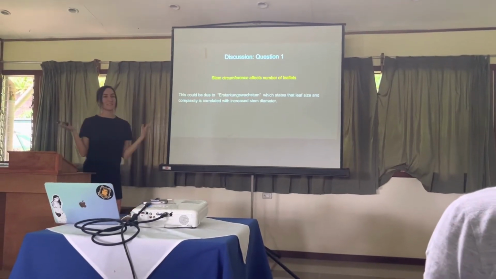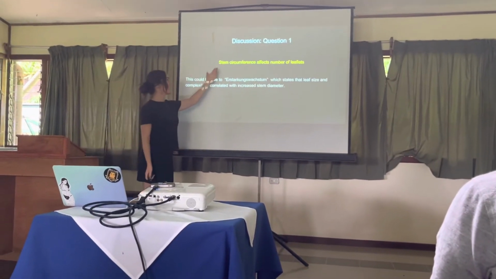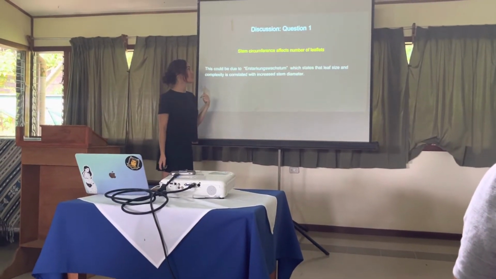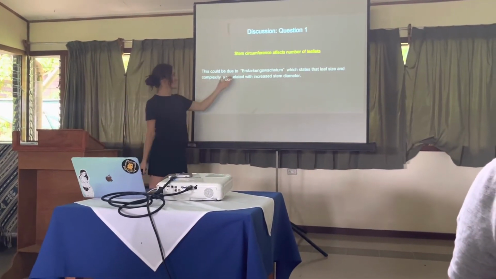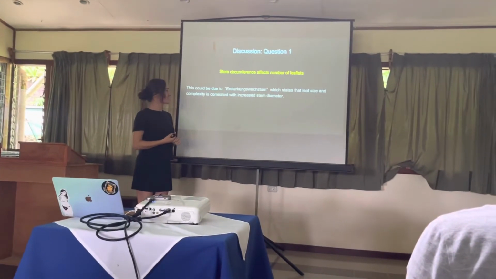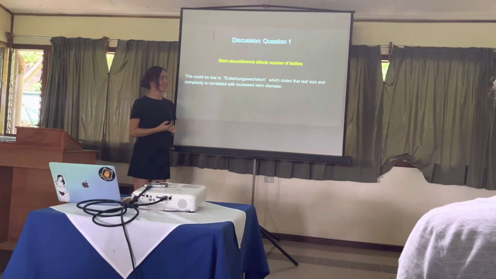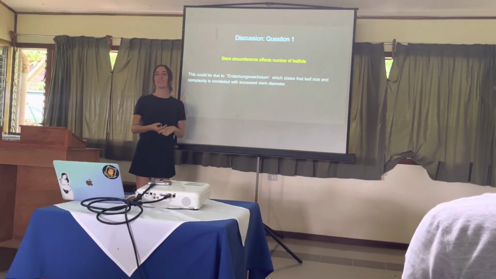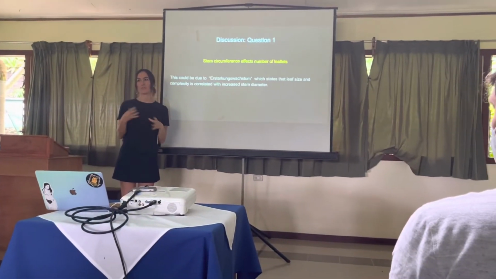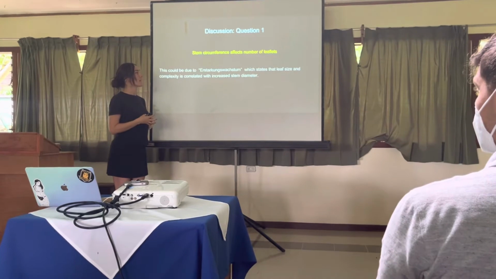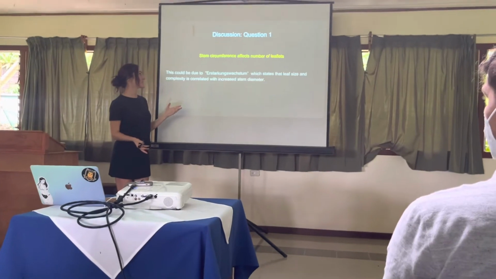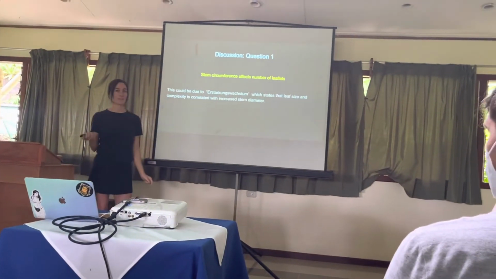So why might this be? Question 1 was if number of leaflets is affected by anything. We found stem circumference affects number of leaflets. This could be due to, okay, this is a German word, Wachstum, or something, strengthening growth. It basically means that as stem diameter increases for a plant, specifically monocots, more so monocots than other plants, that leaf size and complexity increases.